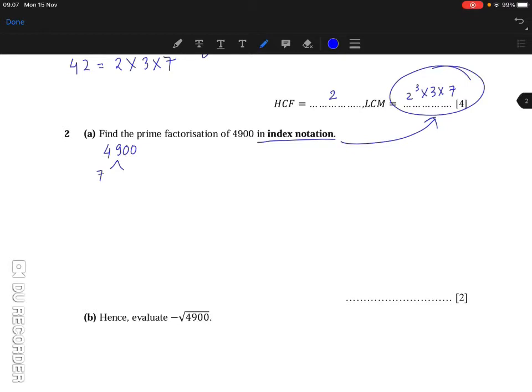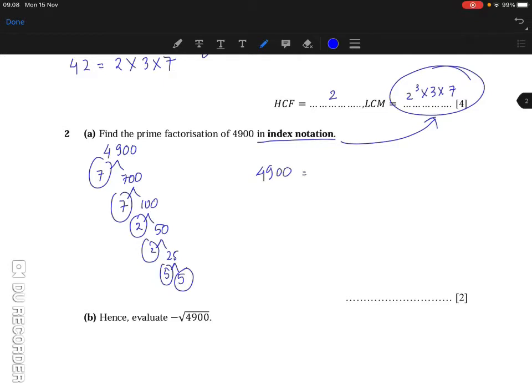Now I have 7 here. 4,900 divided by 7, you will have 700. Divide by 7, you will have 100. Divide by 2, 50, divide by 2 again, you have 25. You need to leave it in prime numbers, yeah, so you will have 7, 7, 2, 2, 5, and 5. So our index notation is going to be, please leave it in order, lowest to the highest. You have 2, 5, and 7. Don't forget to put the multiplication, not addition, okay?